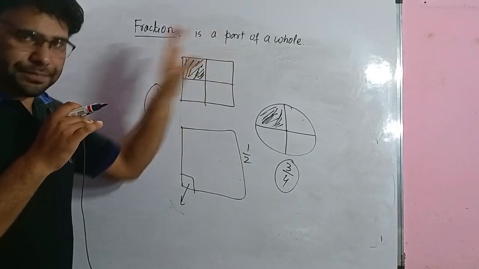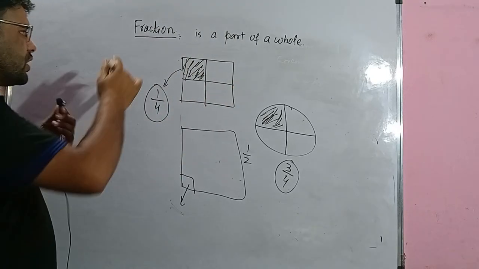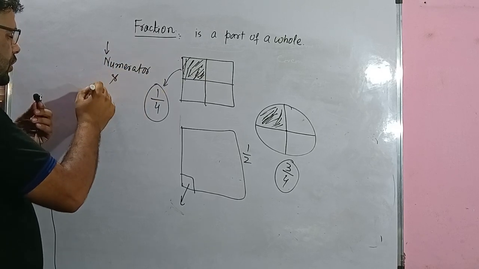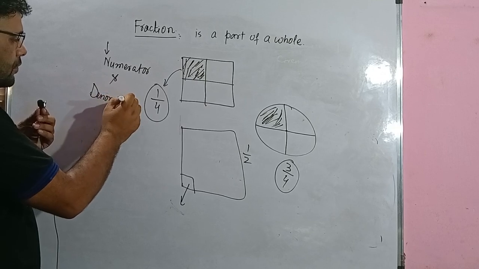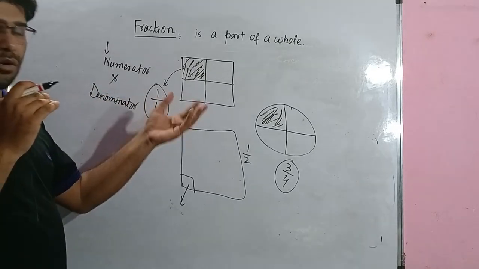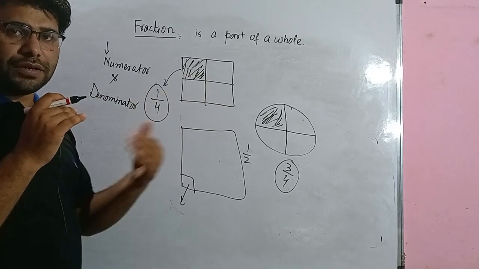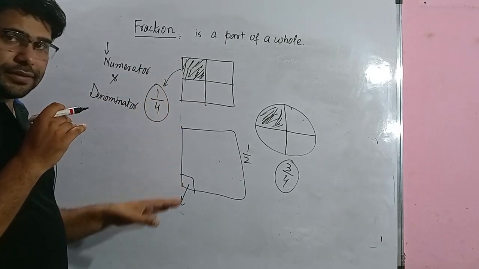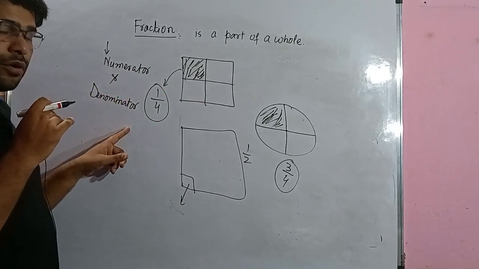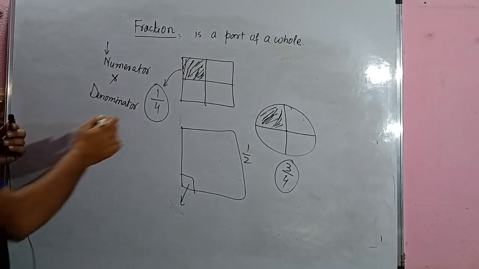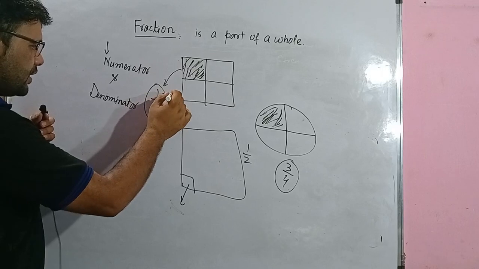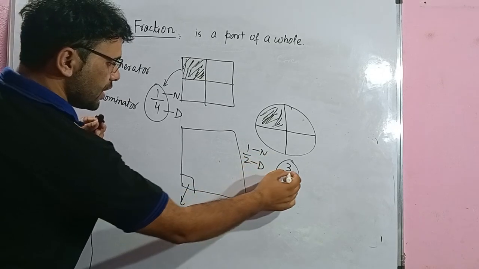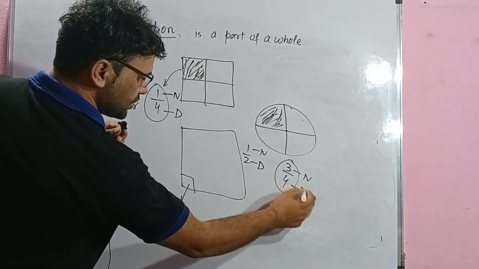Now how to write a fraction? In a fraction, we will always have the numerator and denominator. Those who are well aware of these things, they can move forward in this video. Those who don't know, they can learn here. You can see we have the numerator and the denominator in the fraction. If I am writing 1 by 4, this 1 is the numerator and this 4 is the denominator. And here this 1 is the numerator, this is the denominator.